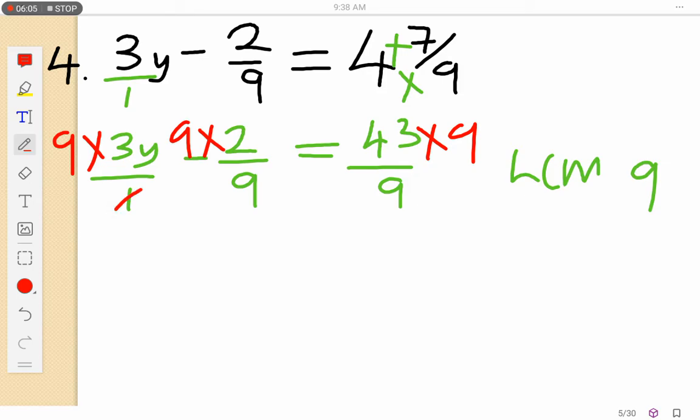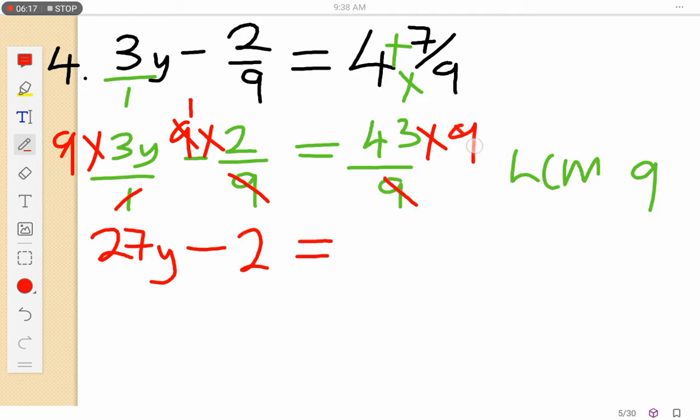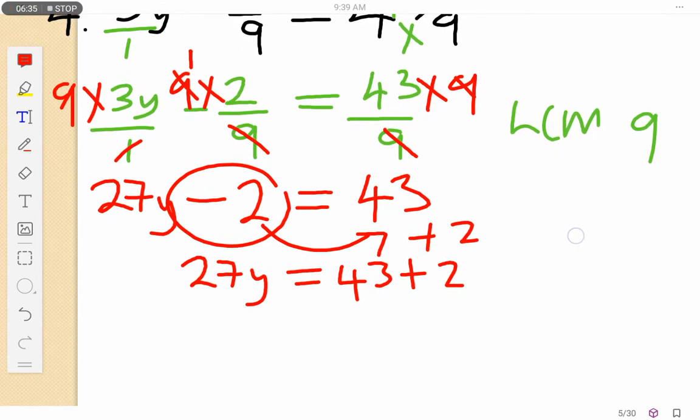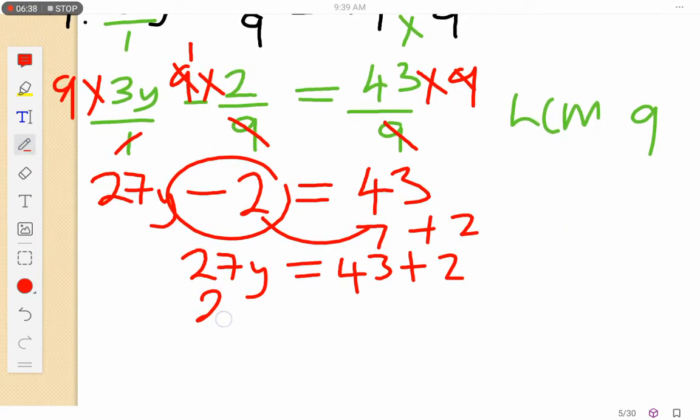So 9 times 3, I will have 27y, minus 9 and this one cancel, we have 1 times 2, we get minus 2 is equal to 9 there, and that cancels, we get 43 there. Okay, so when I reach this point, I can take this one to this side, it becomes plus 2. So I'll have 27y is equal to 43 plus 2. We can say 27y is equal to 45.